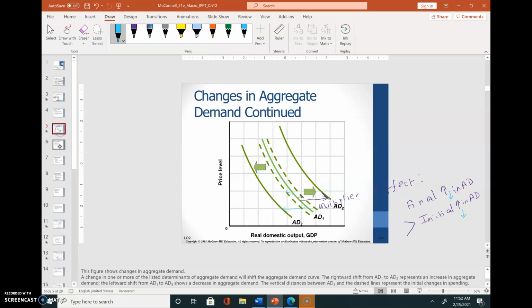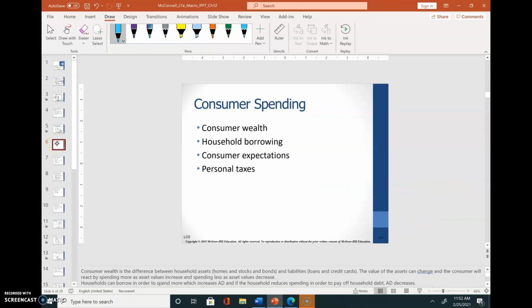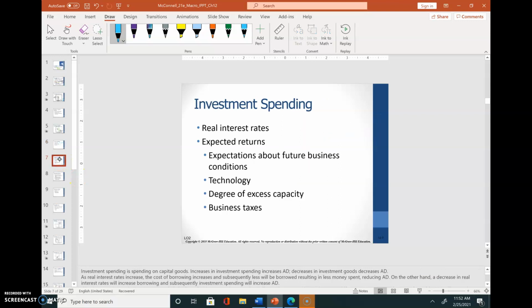Okay, so next, here we have just written down the components of consumption spending. If any of these is up, aggregate demand shifts to the right, and vice versa. Now the components of investment spending, like real interest rate: if this increases, investment spending goes down and aggregate demand will shift to the left. If expected returns increase, aggregate demand will shift to the right.